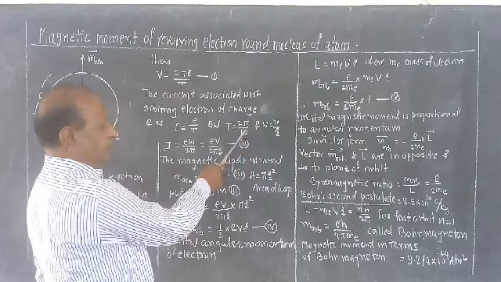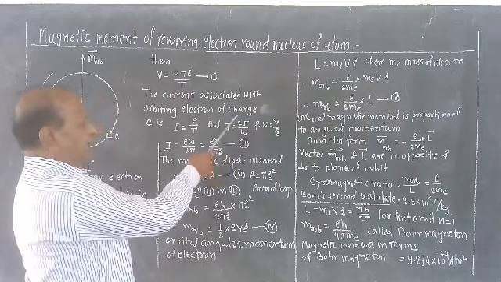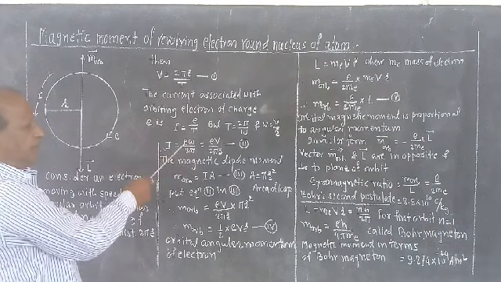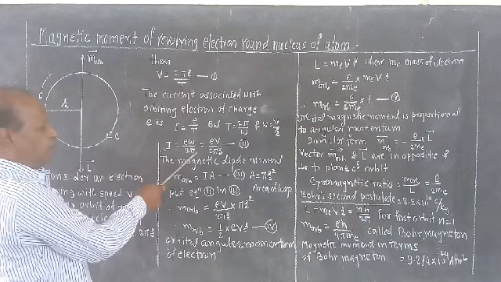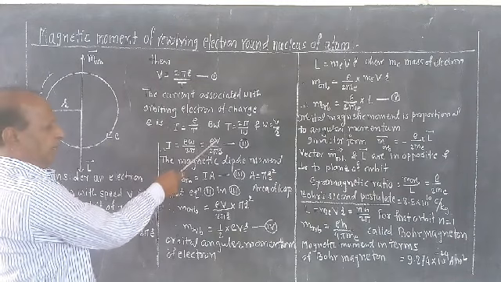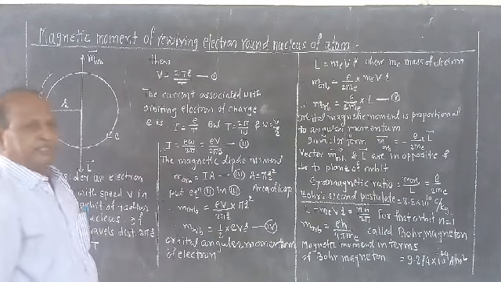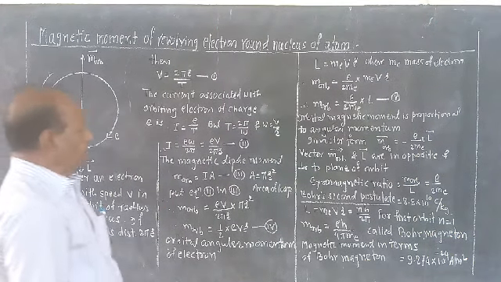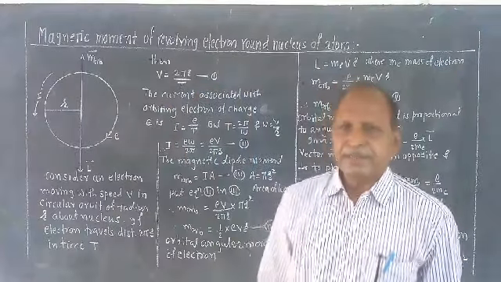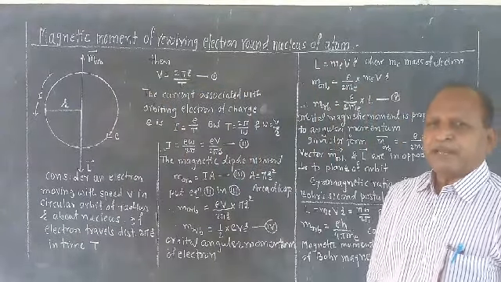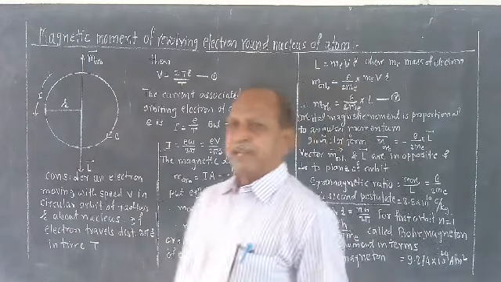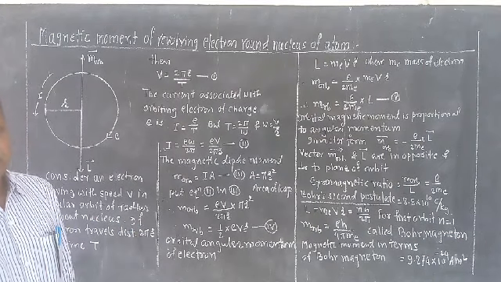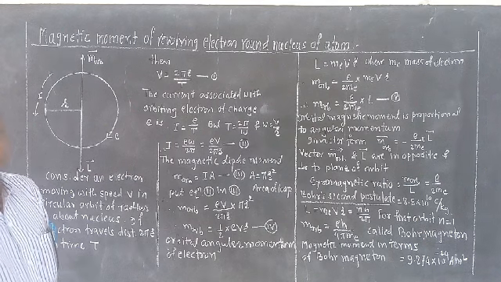Put this value in this period and this period in this equation. Therefore current becomes e omega divided by 2 pi, which is equal to e v divided by 2 pi r. This is equation 2. So this is current. But what is magnetic dipole moment? Magnetic dipole moment is the product of current and area.